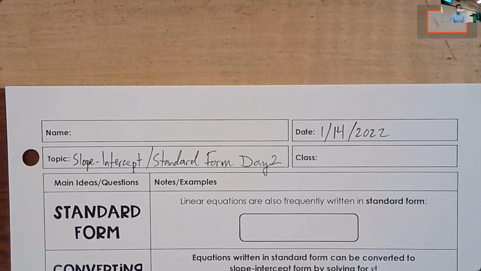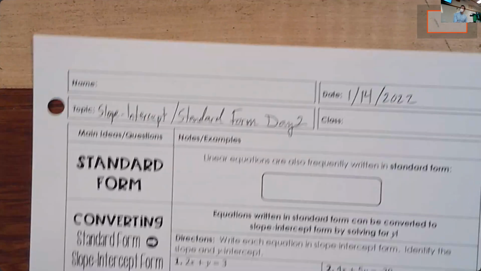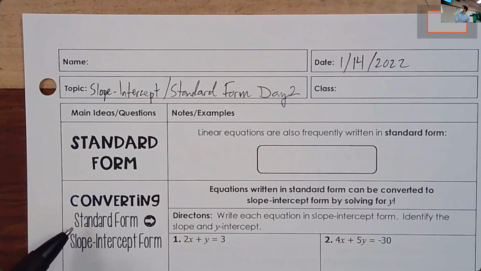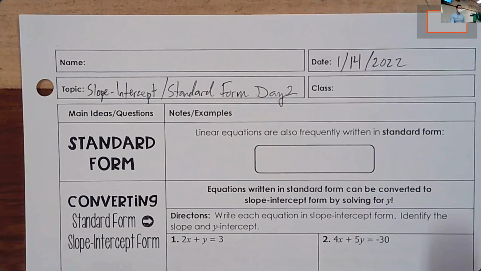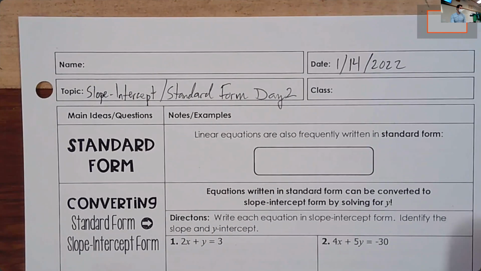We will eventually be graphing from standard form. However, today we are going to learn how to convert from standard form into slope-intercept form, because slope-intercept form is so much more common than standard form, and I think it's a lot more convenient to use as well. So let's get started here.